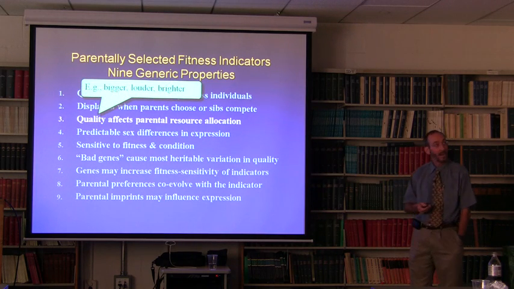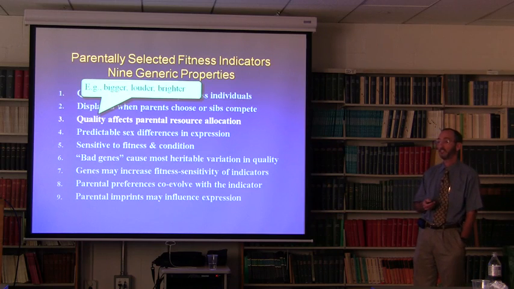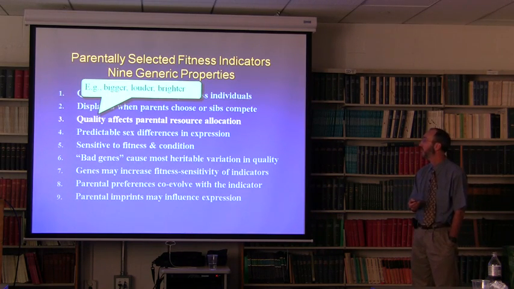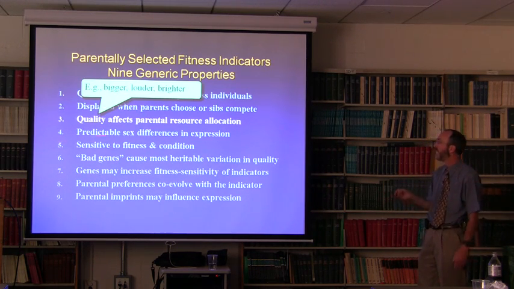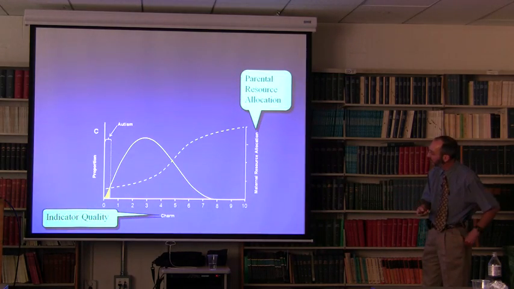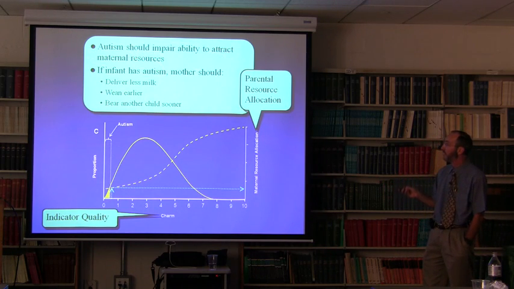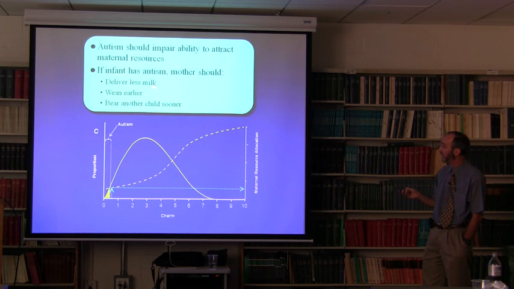Well, I think I will do the third one and then summarize and come back later if there's time during questions. The third feature is that the quality of a trait, its size or loudness, has to affect parental resource allocation. So autism should impair the ability to attract maternal resources. If an infant has autism, the mother should deliver less milk, wean earlier, and bear another child sooner.